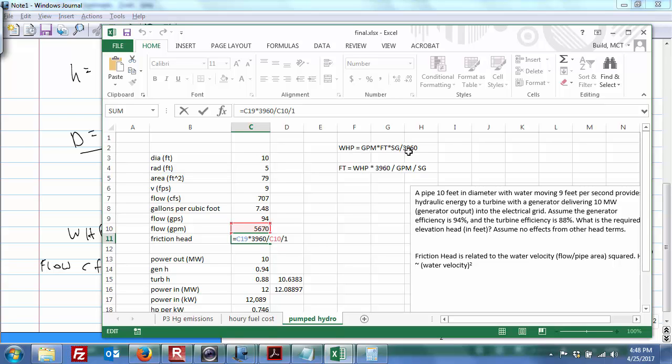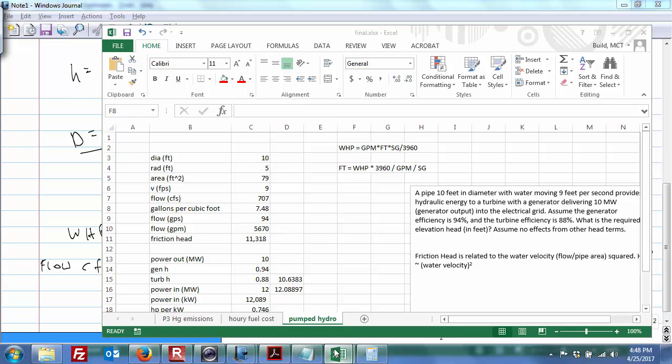This 3960 just is messing it up. Start trying 3960 divided by gallons per minute. We looked through all of that. I think it was in the resources for chapter 8. Yeah, there was a big equation.